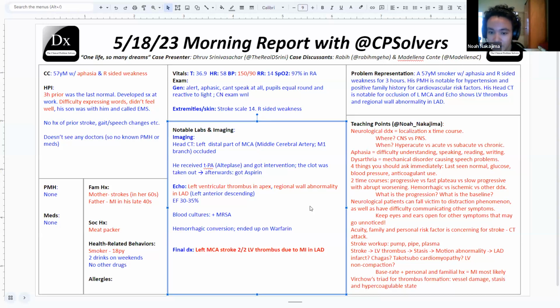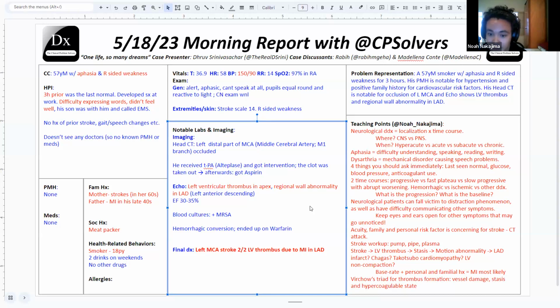Also talking about the history, neurological patients as well as trauma patients can fall victim to the distraction phenomenon, which is when the patient is so distracted by his presenting symptom that he simply does not remember to tell you his other symptoms. The physician can also fall prey to this bias and can prematurely close a diagnosis without further inquiring for other symptoms. So we should keep that in mind when taking a history of those severe patients.